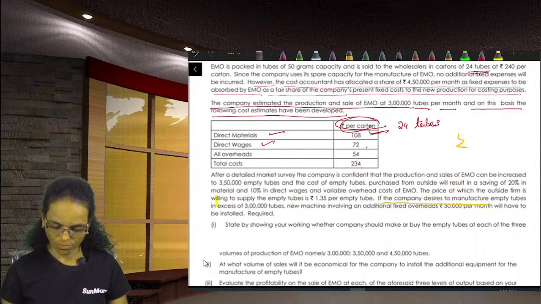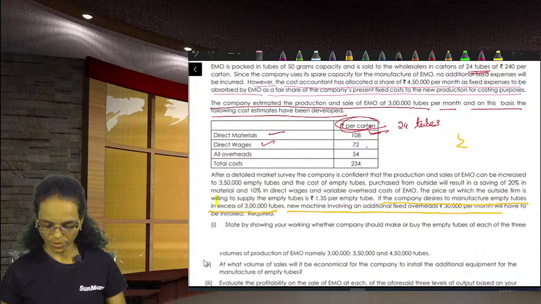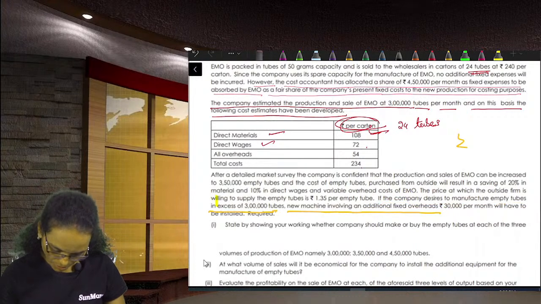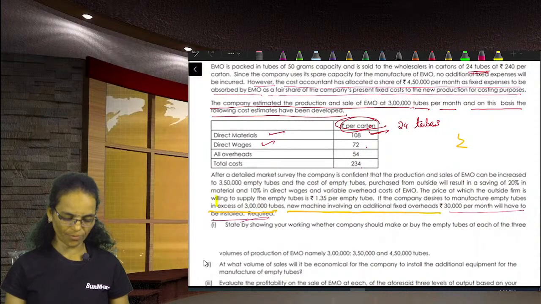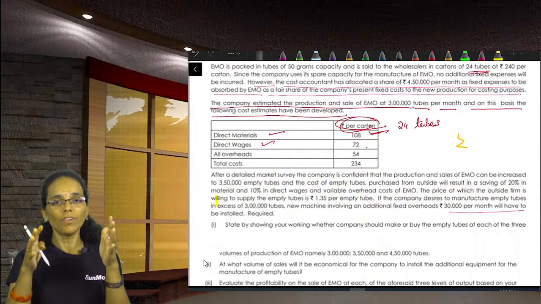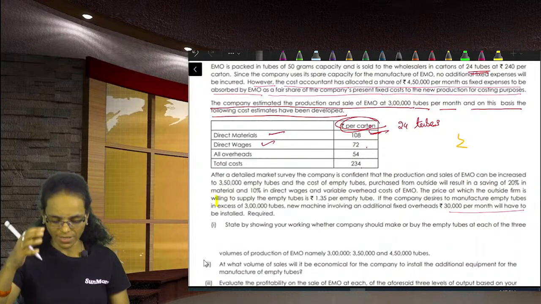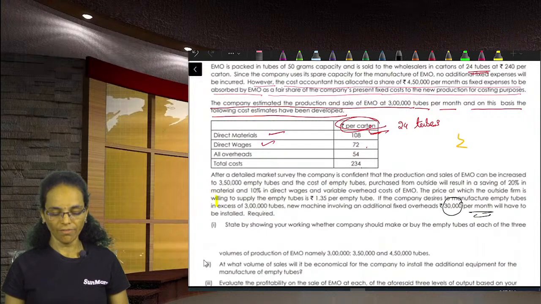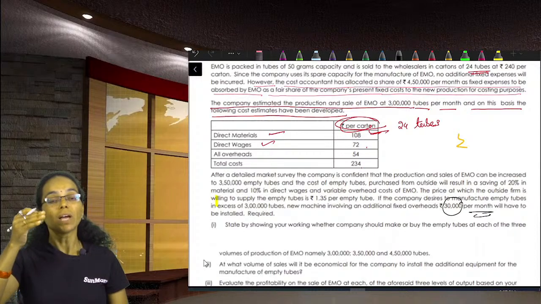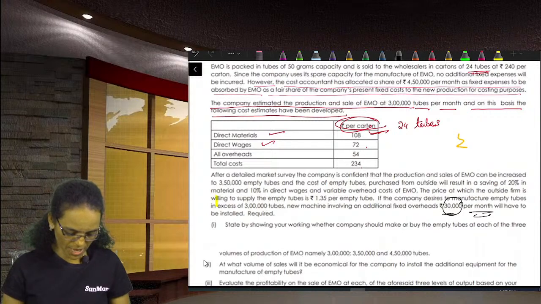If the company decides to manufacture empty tubes in excess of 3 lakh tubes, a new machine involving an additional fixed overhead of 30,000 rupees per month will have to be installed. Till now we have the capacity to produce only 3 lakh empty tubes, but if we are enhancing the capacity, there is an additional expenditure of 30,000 rupees per month for installing new machinery. Up to 3 lakh tubes, there is no additional cost required.